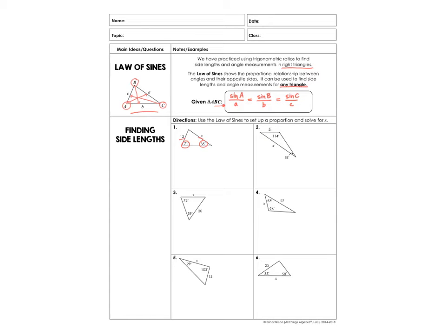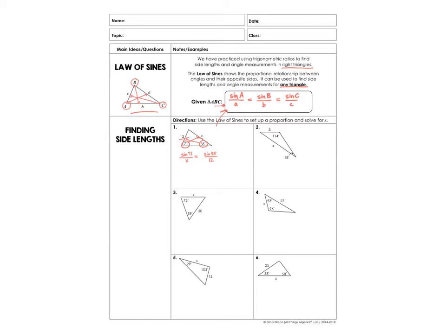So let's look here. We have 71. Now all of these are sine. So we're going to do the sine of 71. If you notice, the opposite side length is x, so it goes over x, equals the sine of 35, and its side length is the opposite of it, which is 12. Now, if you notice up here, we had 3. You only need 2 sets to be able to set up a proportion. Remember, a proportion is 2 fractions that are equal to each other.